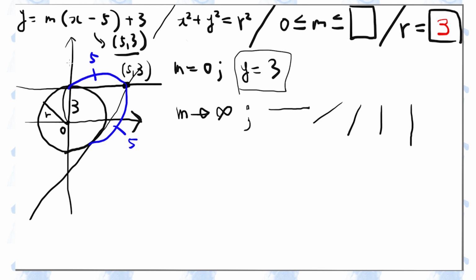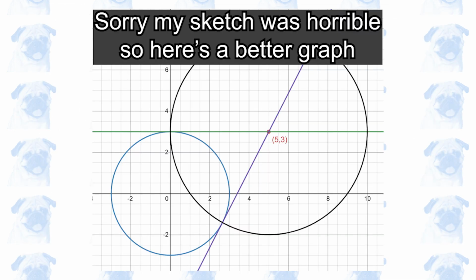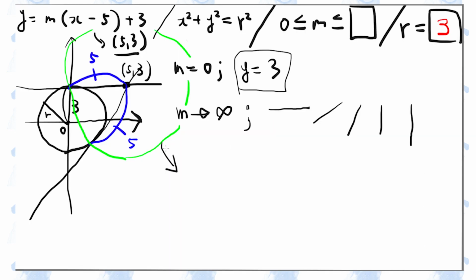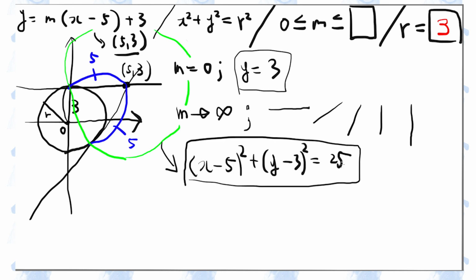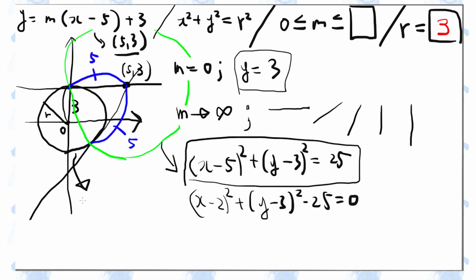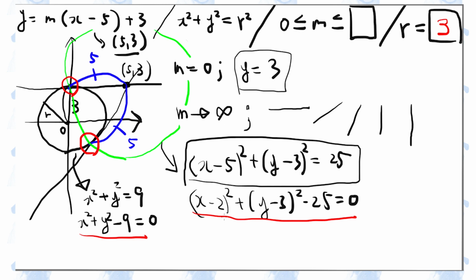So we can imagine another circle that goes through these 2 points and whose center is the point (5, 3). So let's find the equation of this green circle, and let's move 25 to the left-hand side. And recall that the equation of the original circle was this, because we now know the radius is 3. So likewise, let's move 9 to the left-hand side. To find the intersections of these two circles, let these two equations be equal to each other, and then solve the equation for x and y.